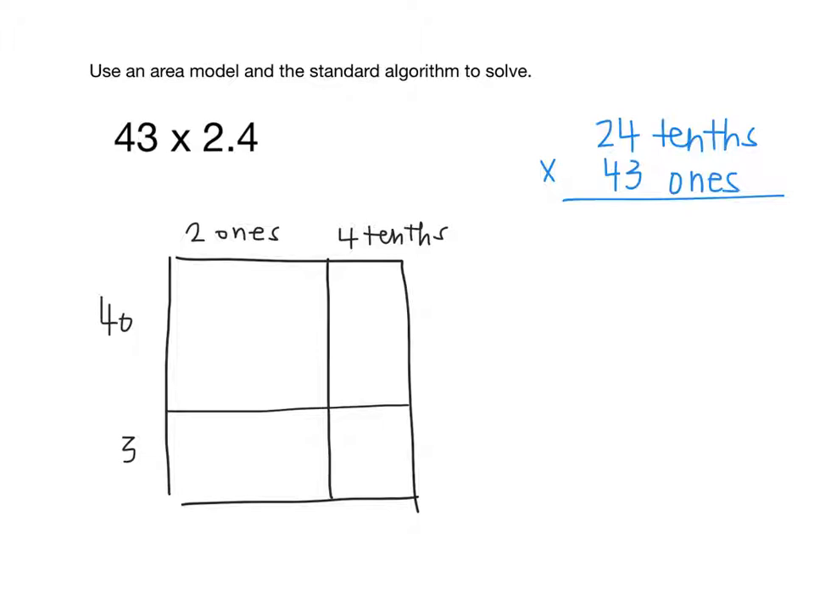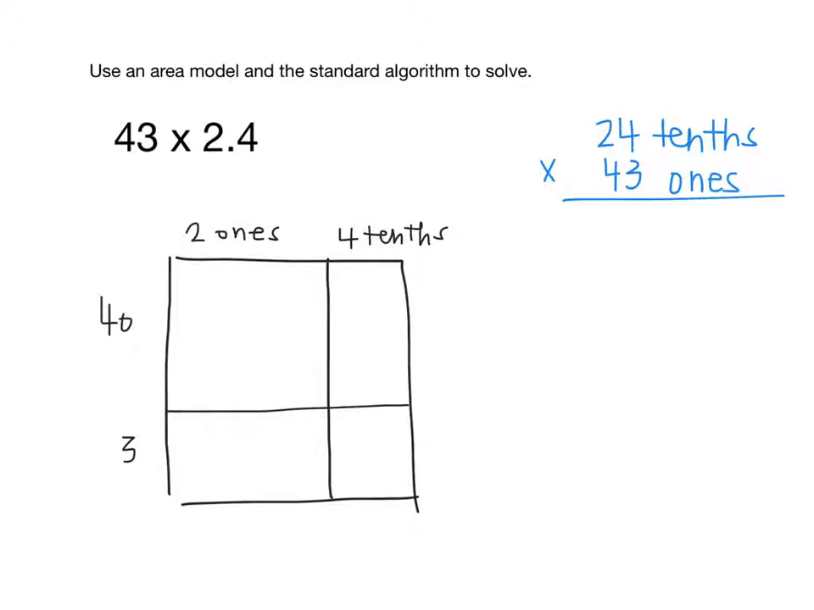Now, one thing I did differently was I wrote 24 tenths on the top, or 2 ones and 4 tenths on the top. Does it really matter? No. But remember, we'll see the partial products if we write the same number on top of our area model that we wrote on top of our standard algorithm. Okay? Don't worry about the standard algorithm yet. I just want us to look at the area model first.